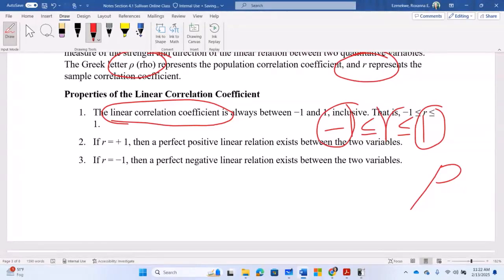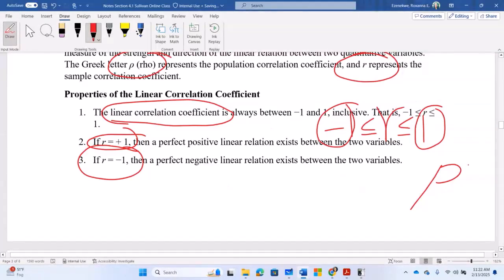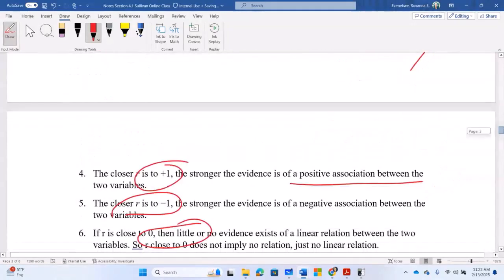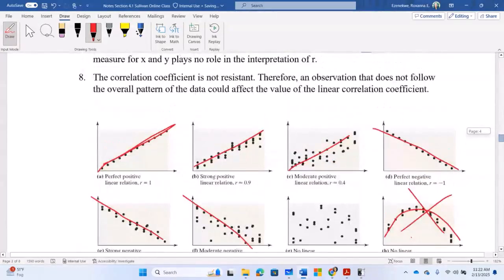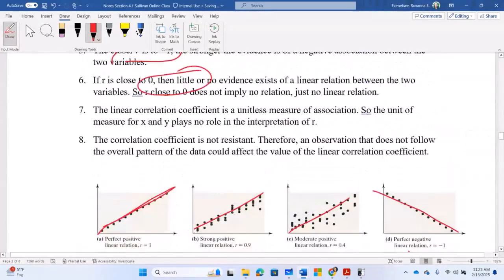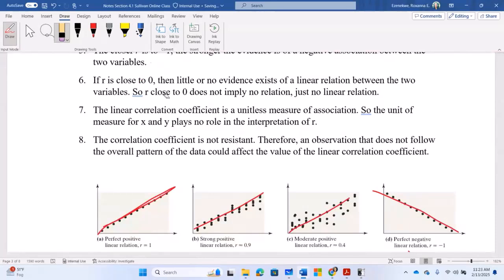So we know whenever we say that's a perfect positive linear relationship, it means that R is equal to 1. Perfect negative linear relationship, R is equal to -1. So we are looking at properties of correlation coefficient R. What are the properties of correlation coefficient? That's what we're looking at now. If R is close to 0, we say there is no linear relationship. We just looked at that.